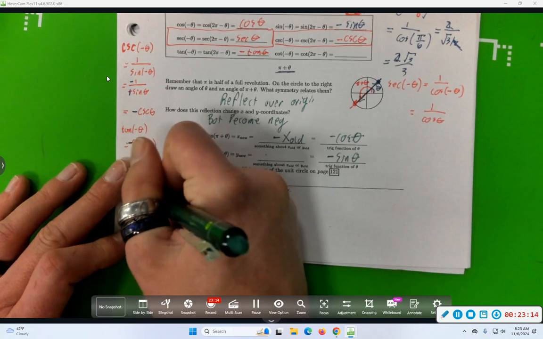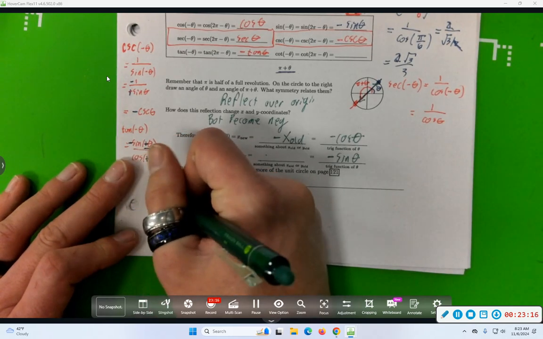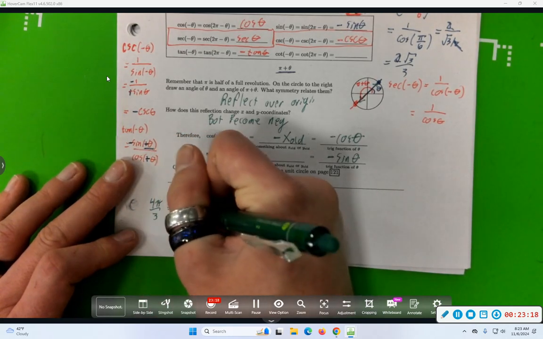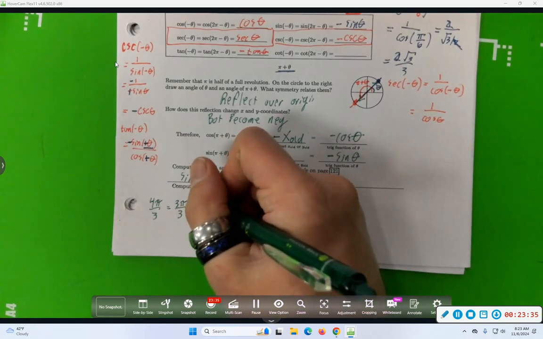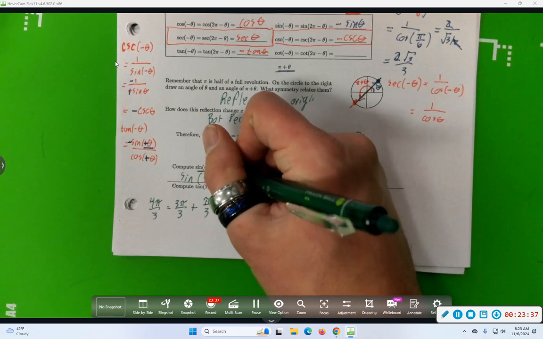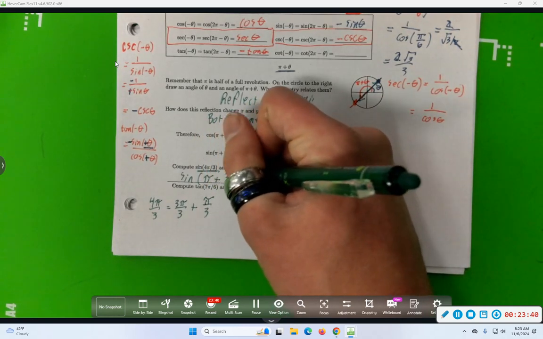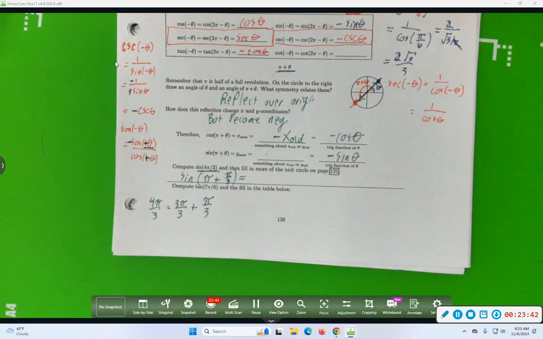Alright, so 4 pi over 3. That's 3 pi over 3. That counts for pi plus how much more? Four thirds is 3 thirds plus how much more? 1 third. So I just stick pi up there. Alright, pi plus pi over 3. Now that I've literally expressed that angle so that there's a pi in there, I can deal with that pi.